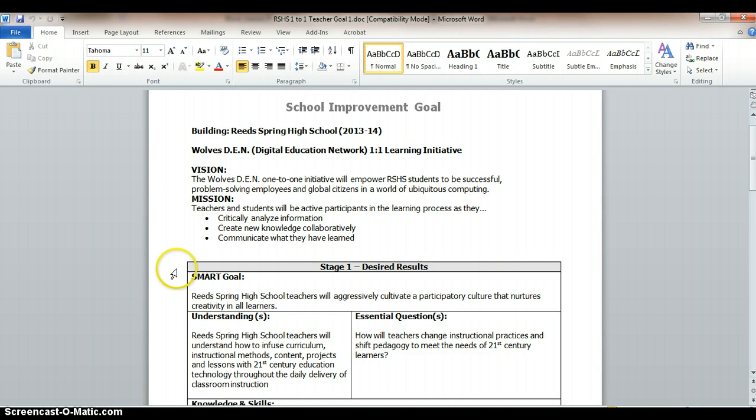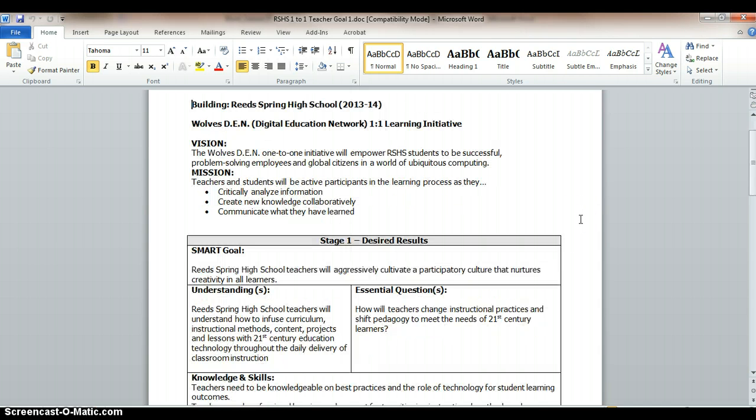In our vision, we say that the Wolves Digital Education Network one-to-one initiative will empower high school students to be successful, problem-solving employees and global citizens in a world of ubiquitous computing. And then our mission is that students and teachers will be active participants in their learning process as they critically analyze information, create new knowledge collaboratively, and communicate what they've learned. And this goes right along with the 4 C's that we talk about whenever we refer to Common Core language.